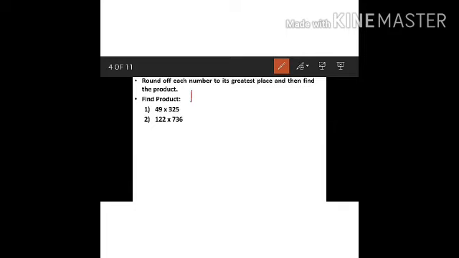Take the numbers 122 and 736. We have to find the product. So, here when you are checking, you can see that both the numbers have 3 digits. So, what is the greatest place? It is the hundreds. So, when we are rounding off 122 to the nearest hundreds, what we should do? We should check the digit at tens place. It is 2. We know that 2 is less than 5. So we have to keep the digit at hundreds place as itself and put 0 in both tens and ones place. So we got the answer as 100.